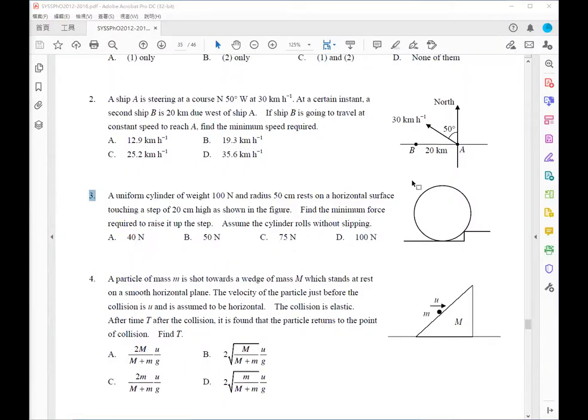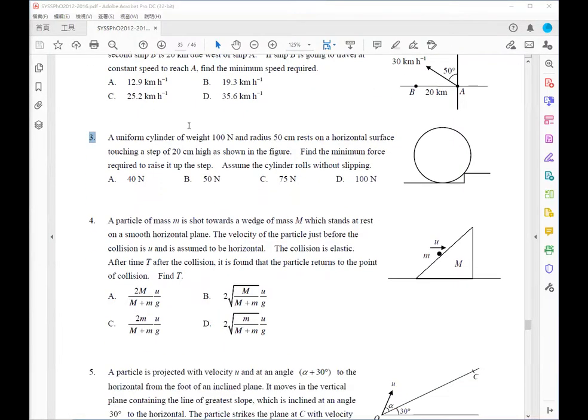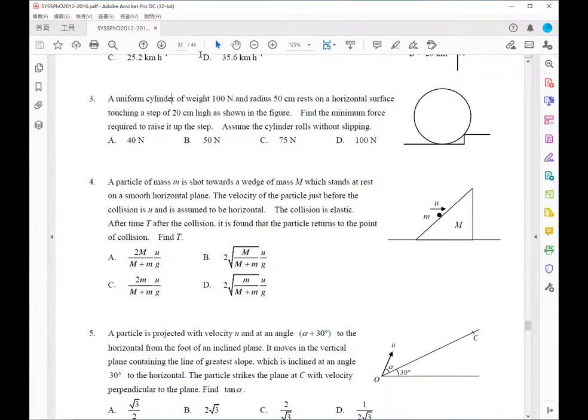Okay, so let's start. For question 3, this is about a cylinder. The weight is 100 Newton. And then find the minimum force required to raise it up the step. So 20 cm, 50 cm. The weight is 100 Newton.